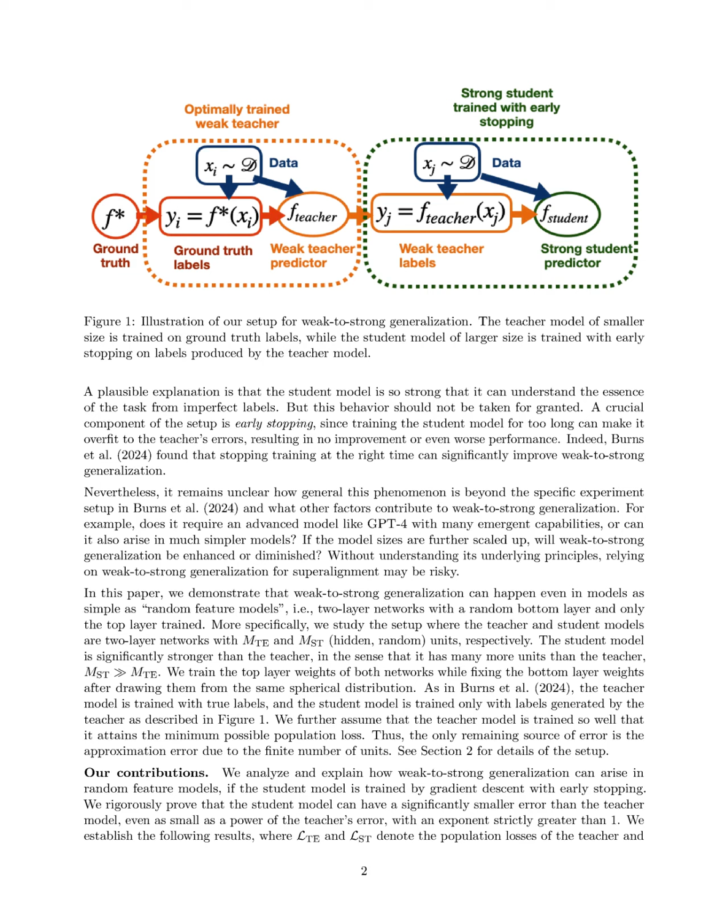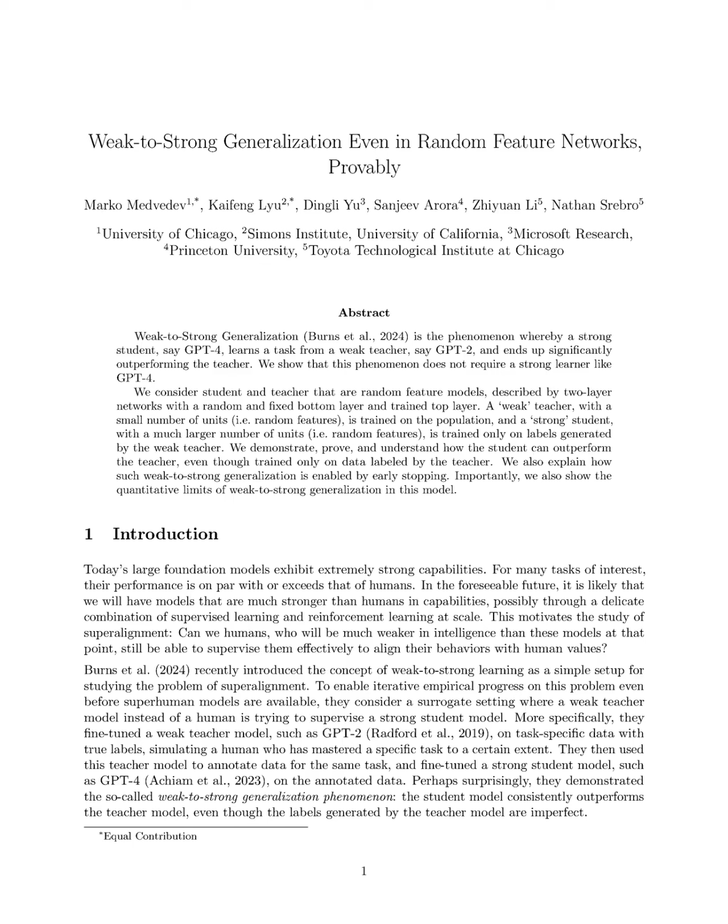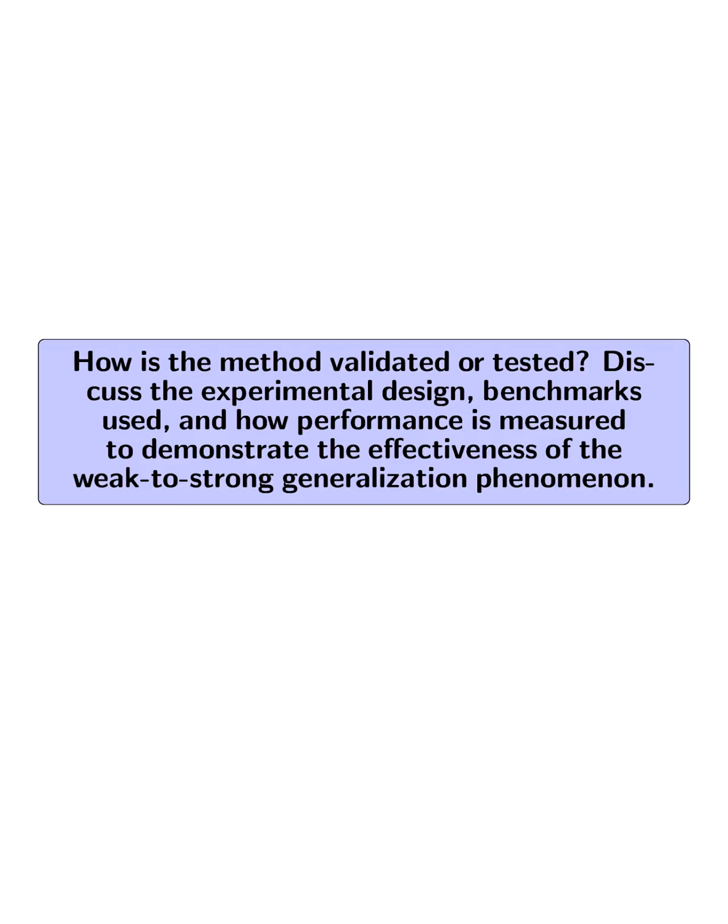The use of early stopping during training is crucial, as it prevents overfitting to the teacher's errors, thereby enhancing the student's ability to generalize from noisy labels. Overall, this approach not only improves accuracy, but also increases training efficiency by leveraging the strengths of a strong model while mitigating the limitations of a weaker one. How is the method validated or tested? Discuss the experimental design, benchmarks used, and how performance is measured to demonstrate the effectiveness of the weak-to-strong generalization phenomenon.